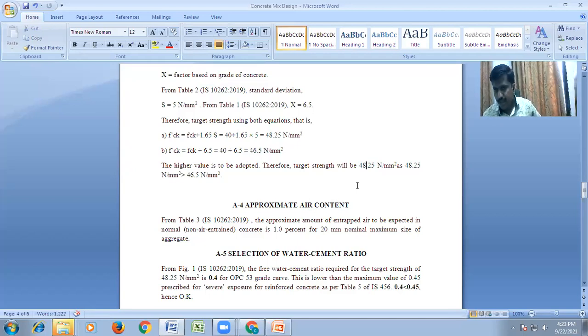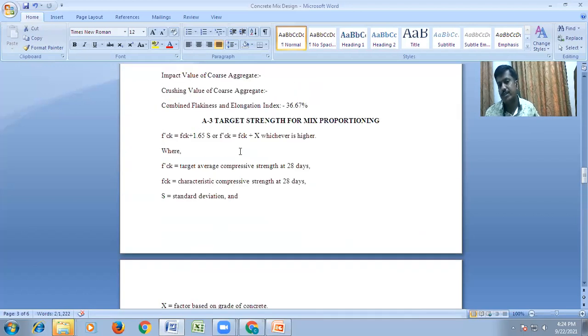Now, please tell me the definition. What is your understanding after looking at this word, target mean strength, or the target strength of the concrete, average target concrete composite? What does it mean? This 48.25 came after putting the values in the formula. What does it mean? What is the meaning of this word, target mean strength?